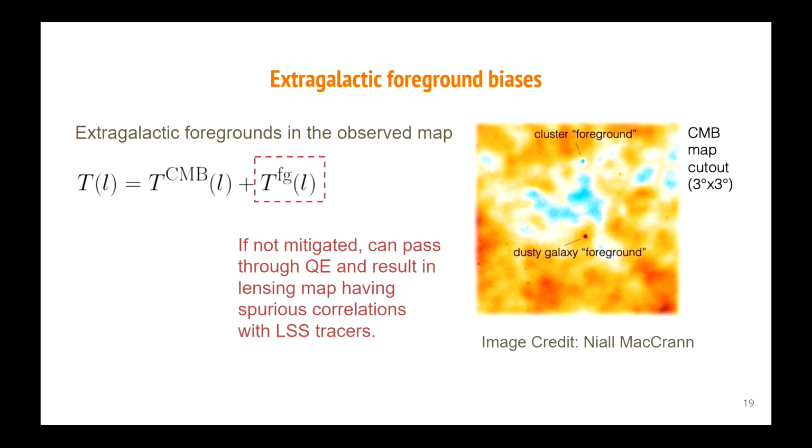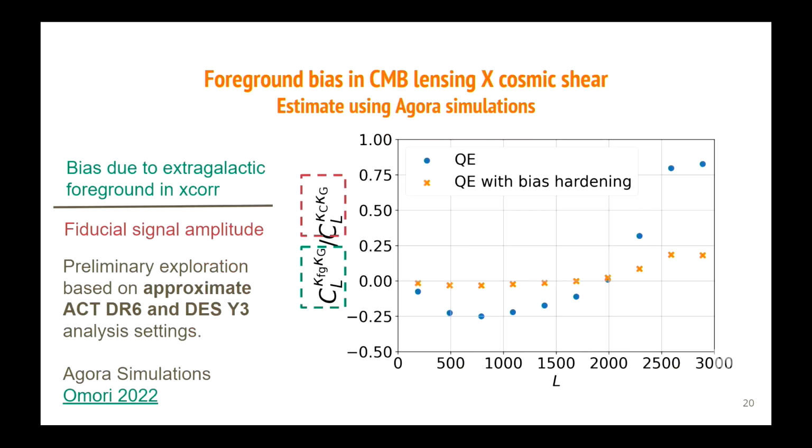So when one has the frequency map measured at a particular frequency, it can contain various extragalactic foregrounds, for example, the tSZ, the CIB, or radio sources. All of these things are coming from regions which are highly dense. So if one is going to construct a lensing map from such a map through a quadratic estimator, all of these foregrounds can pass through it, and these foregrounds and their signatures can then correlate with any other tracer of large scale structure. So these need to be mitigated. If not mitigated, it can lead to a bias in the cross correlation. So here is a demonstration of such a bias.